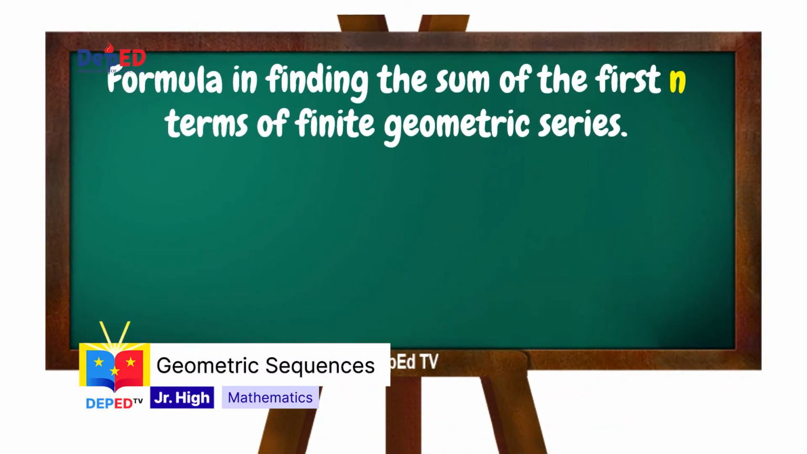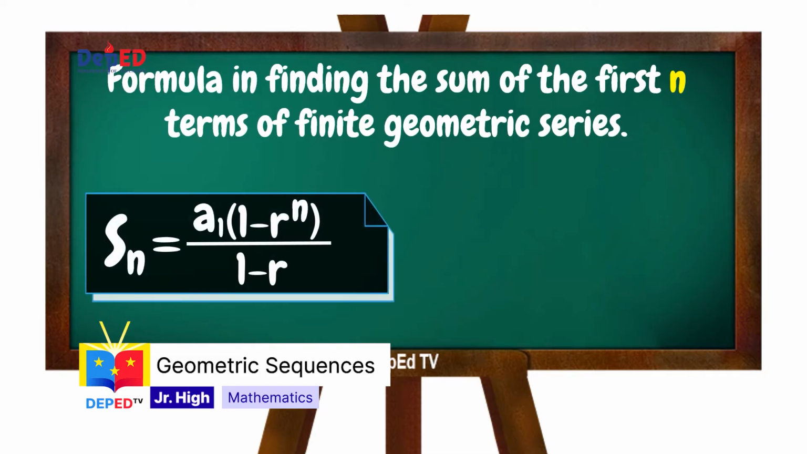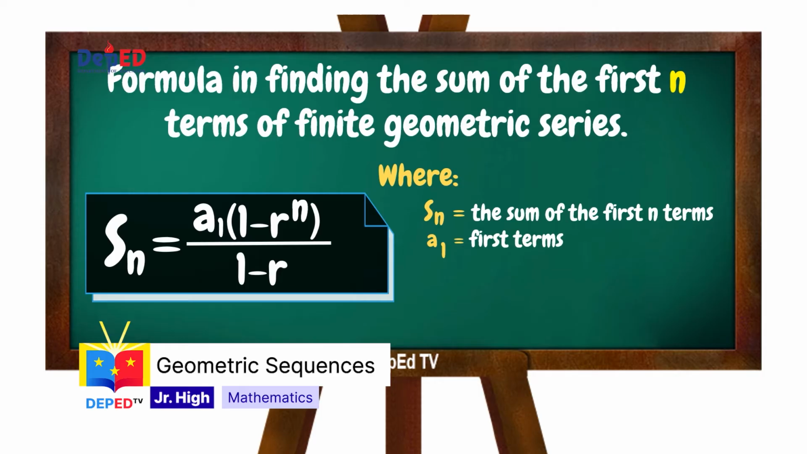Therefore, the formula in finding the sum of the first n terms of a finite geometric series is S sub n is equal to a sub 1 times the quantity 1 minus r raised to n all over 1 minus r, where S sub n is the sum of the first n terms, a sub 1 is the first term, n is the number of terms, and r is the common ratio.